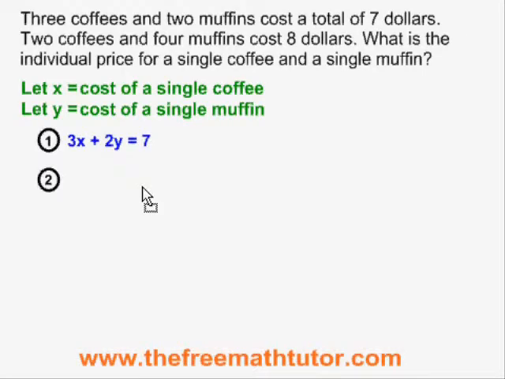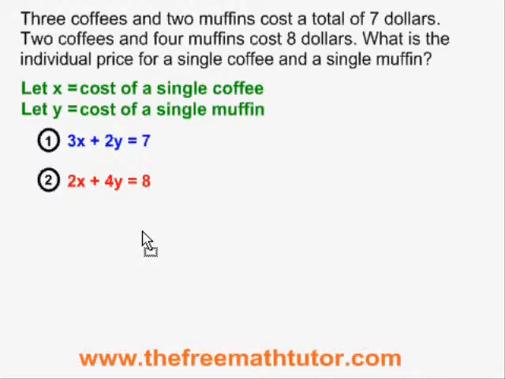The second equation is drawn from the information 2 coffees and 4 muffins cost $8. It works in a very similar way, so my equation is 2x plus 4y equals 8. Making the equations is the hardest part of the problem, but it's made easier if you very clearly have defined your two variables. Now I'm going to use substitution to solve this problem.